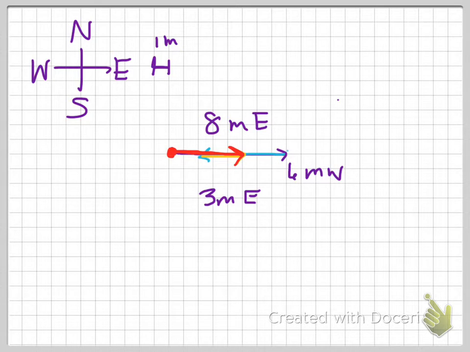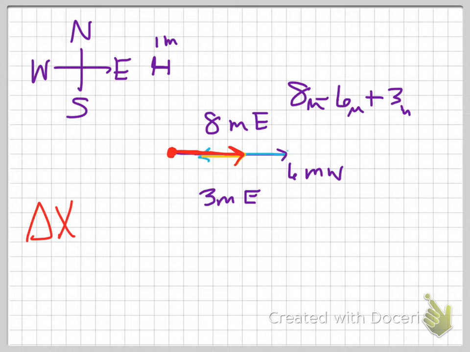Could you have done 8 minus 6 plus 3 meters? Yeah, of course you could have. Obviously, you know that this all gets nothing but more complicated. So we would call this delta x resultant is 5. There are no sig figs here, they are terrible.